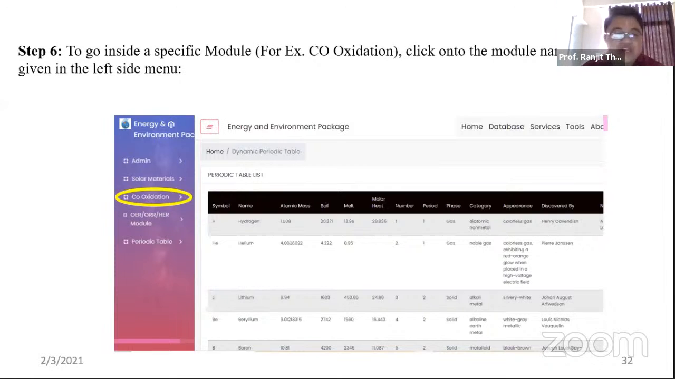Why I'm telling this is very important is because till now we focus mainly on C oxidation, OER, ORR, and HER, and of course NRR will also come up in future. So these are what we are making now, where the experimentalists can get the information for these materials.